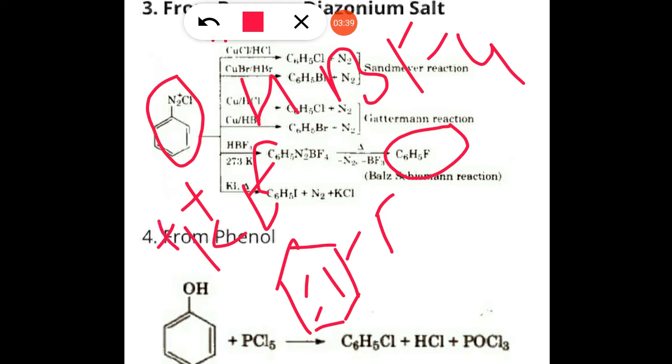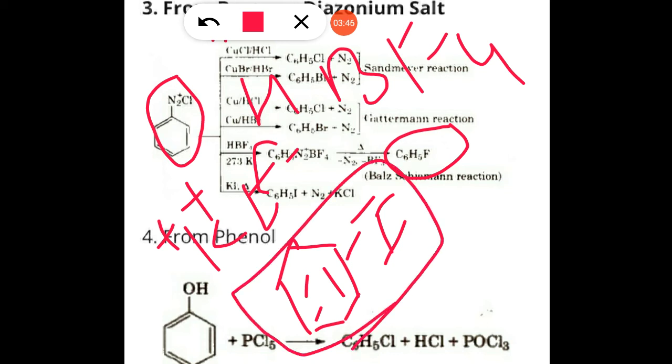Then, similar to that, diazonium salt cannot be converted into iodobenzene by the Sandmeyer or Gattermann reaction, so here the diazonium salt reacts with potassium iodide. When it reacts with K positive, I negative, it forms iodobenzene. So that is the preparation of iodobenzene. How is iodobenzene prepared from diazonium salt? It reacts with potassium iodide to form that.